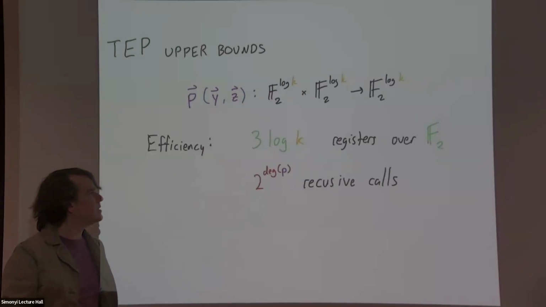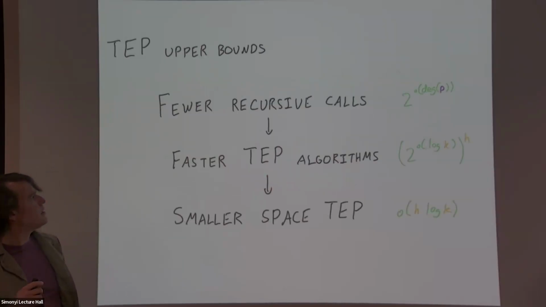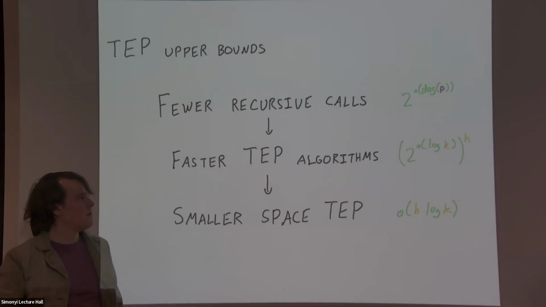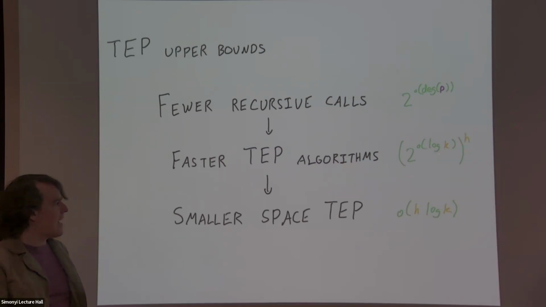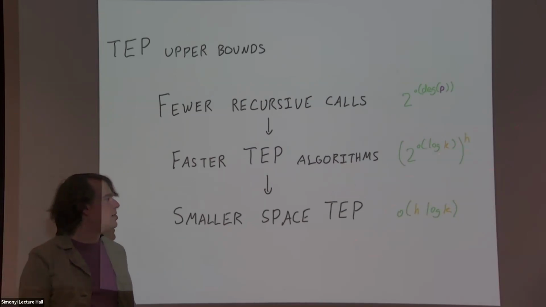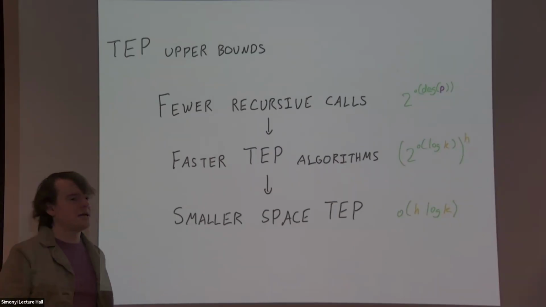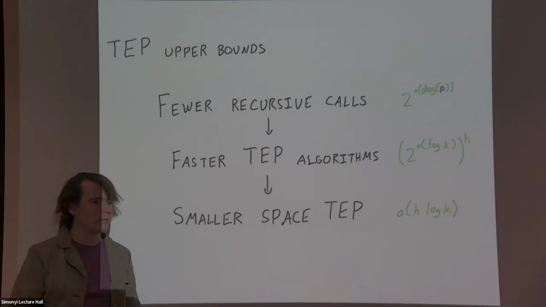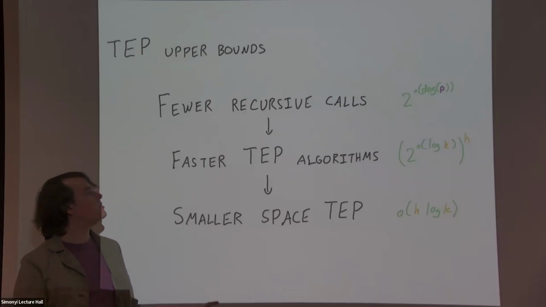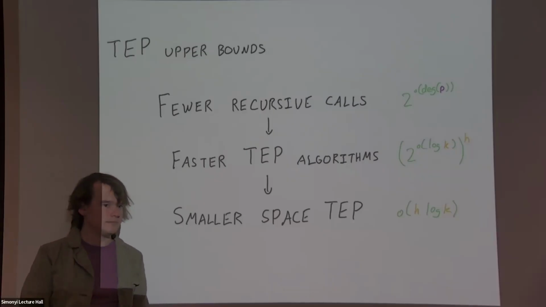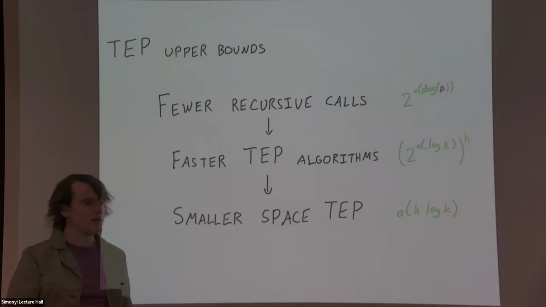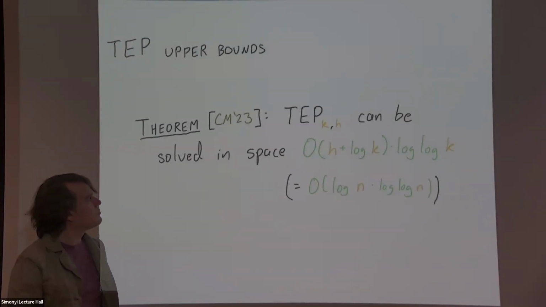And the reason I'm going into this diatribe is to say that if you can get fewer recursive calls than 2 to the degree of the polynomial, this immediately translates into faster tree evaluation algorithms by way of what happens when you unravel the recursion. And this translates directly into smaller space tree evaluation. So our primary goal was to take the lemma that we had proven about computing arbitrary polynomials in this way and reduce the number of times you have to access the input. That was our goal, and that's what we did.